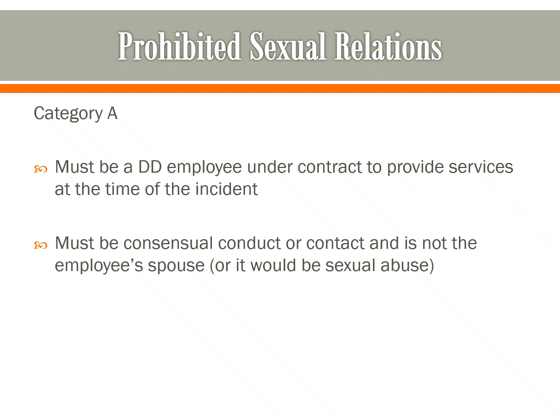Prohibited sexual relations. At no time is it appropriate for a DD employee or a contracted person who provides services to a person served to have a consensual sexual relationship with an individual. The only time it would be appropriate is if the DD employee is the spouse of the individual. If it is not consensual conduct or contact, then this would be considered sexual abuse.